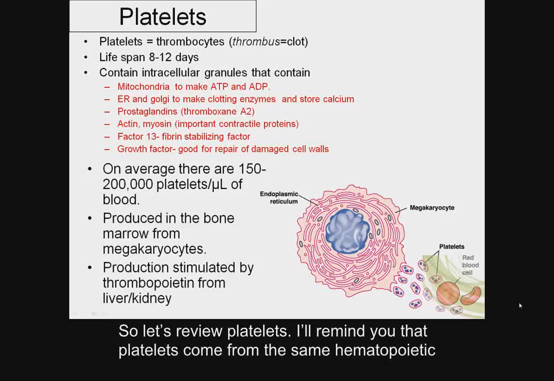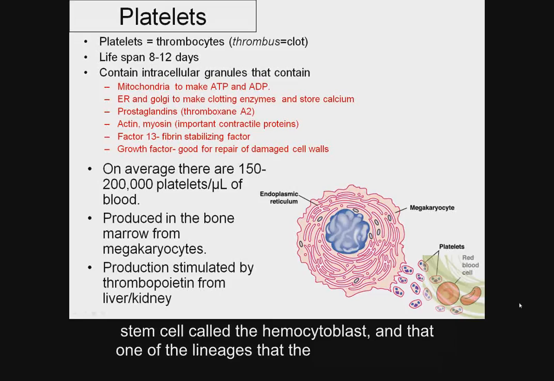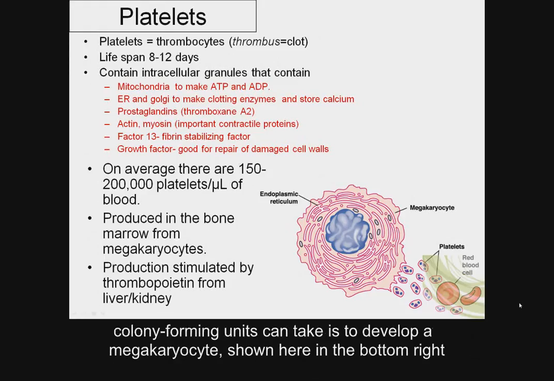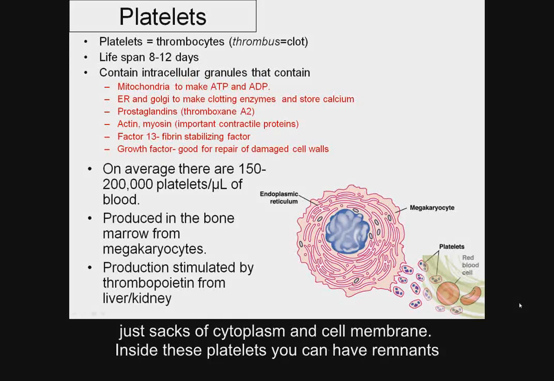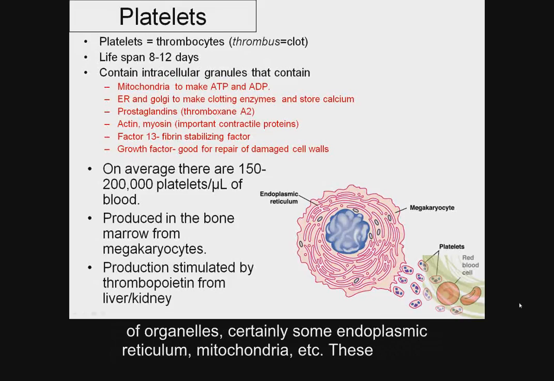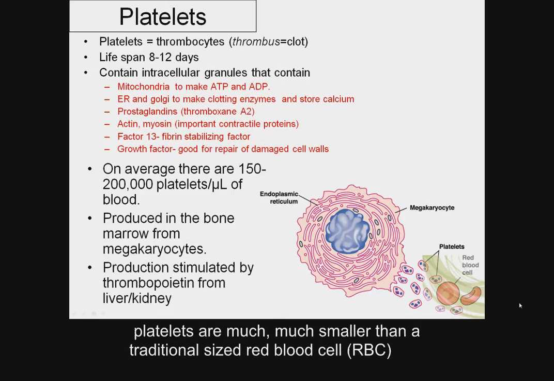So let's review platelets. I'll remind you that platelets come from the same hematopoietic stem cell called the hemocytoblast, and that one of the lineages that the colony-forming units can take is to develop into a megakaryocyte, shown here in the bottom right picture. A megakaryocyte blebs off many membrane-bound platelets. These are simply just sacs of cytoplasm and cell membrane. Inside these platelets you can have remnants of organelles, certainly some endoplasmic reticulum, mitochondria, etc. These platelets are much smaller than a traditional sized red blood cell, shown here in the picture.